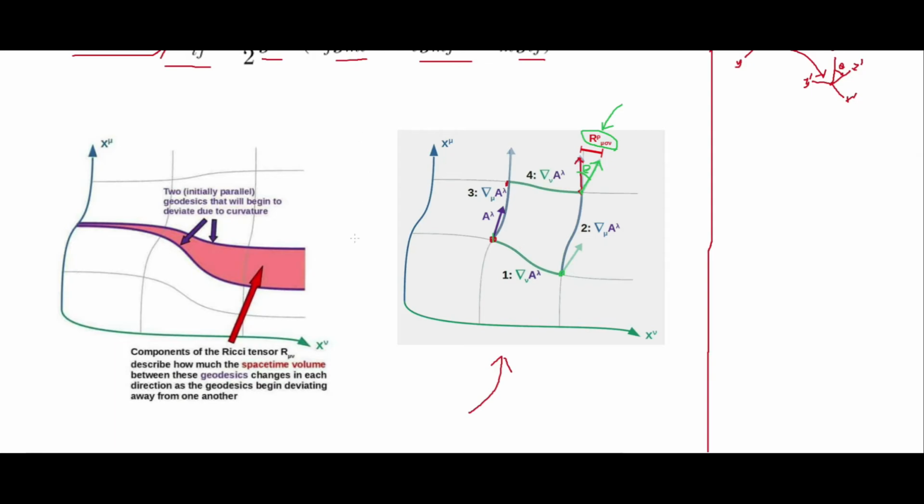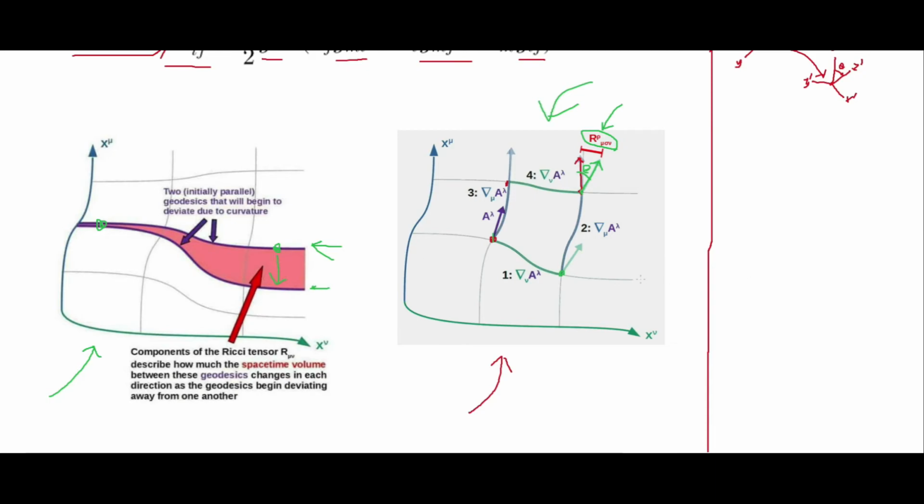The other way you can think about it is that the Ricci tensor is telling us essentially how much the two geodesics here change. So if we moved, say, from right here to right here, it's telling us how much these geodesics have actually moved away from each other.